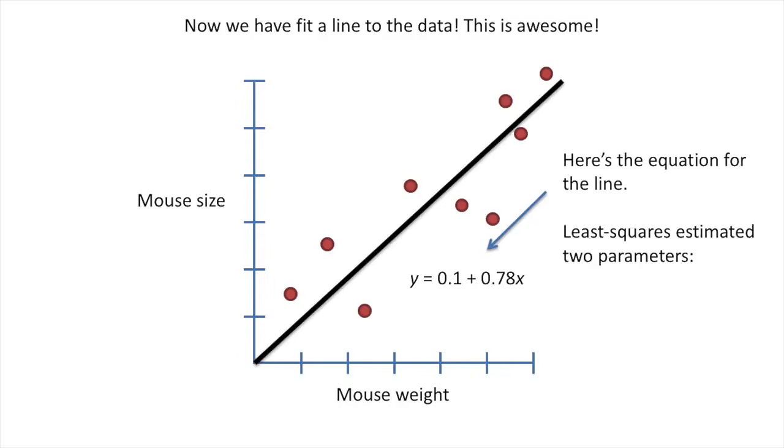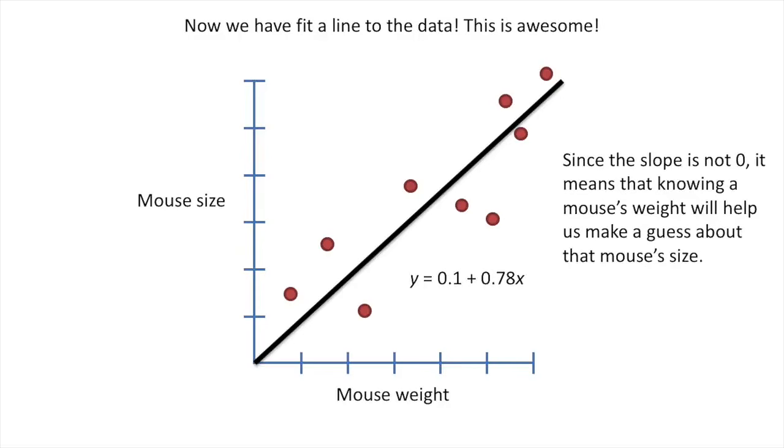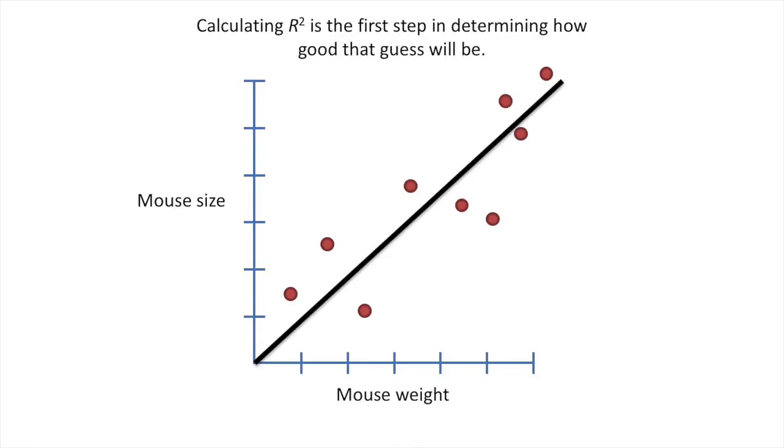Least squares estimated two parameters: a y-axis intercept and a slope. Since the slope is not zero, it means that knowing a mouse's weight will help us make a guess about that mouse's size. How good is that guess? Calculating r squared is the first step in determining how good that guess will be.